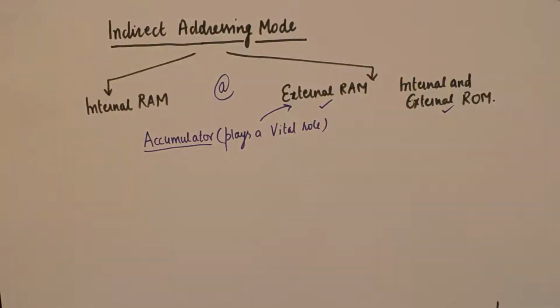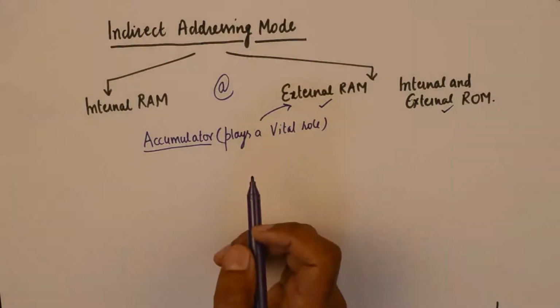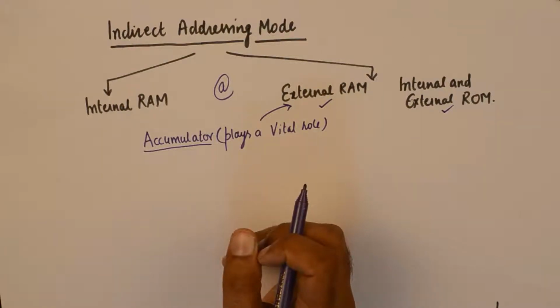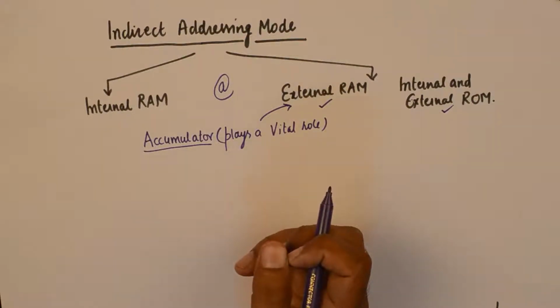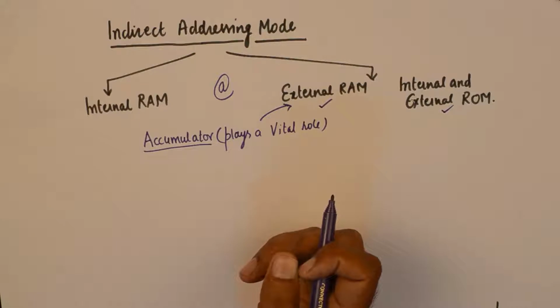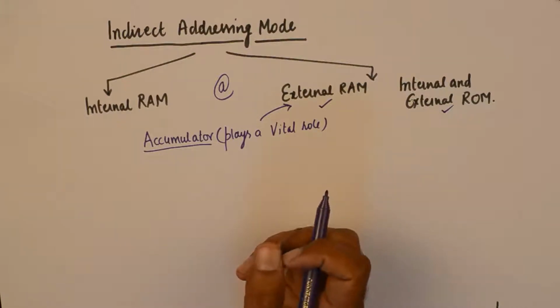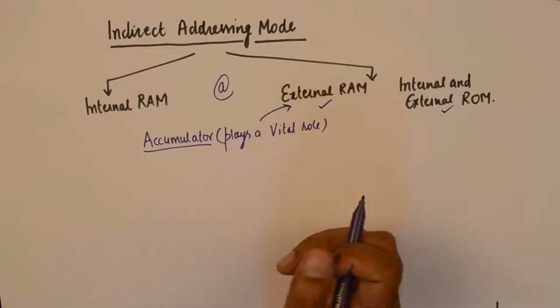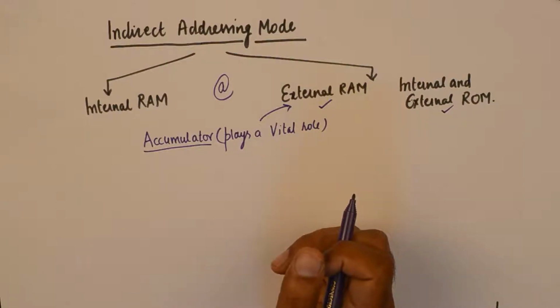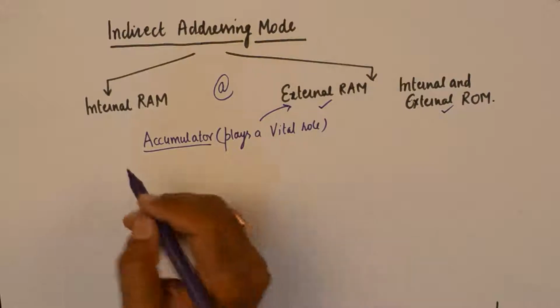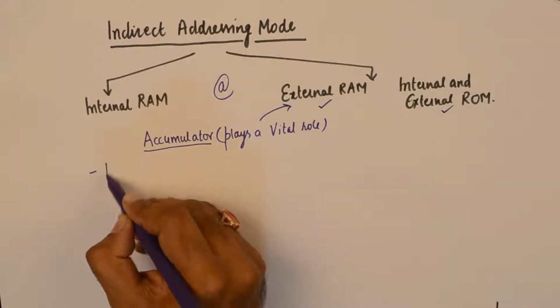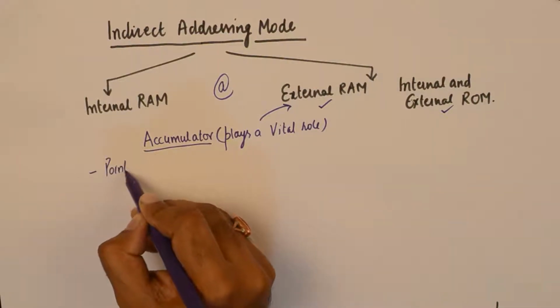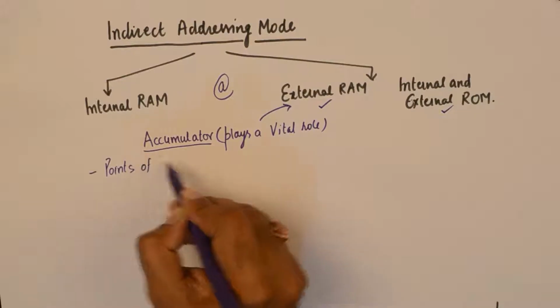And how does it work? So we are going to discuss that right now. Now I'll write down 2 points here, which if you take care will never ever lead you to commit a mistake while programming using indirect addressing mode. The first point, now these are points of caution.